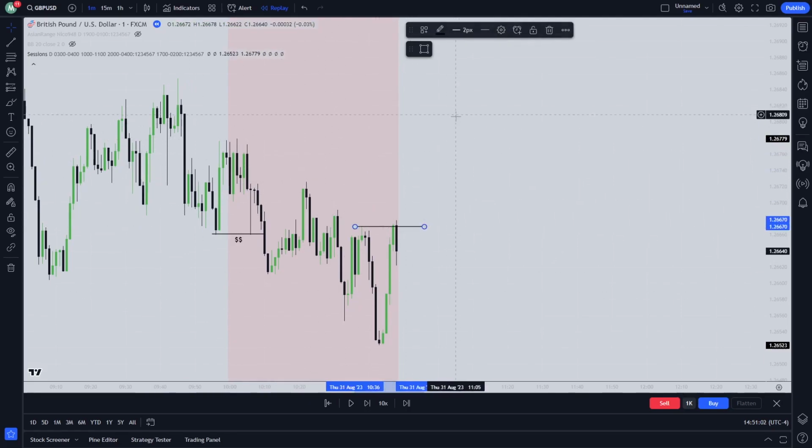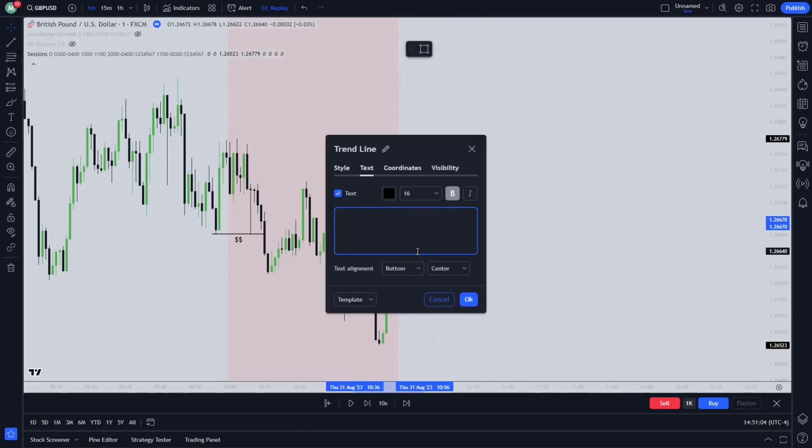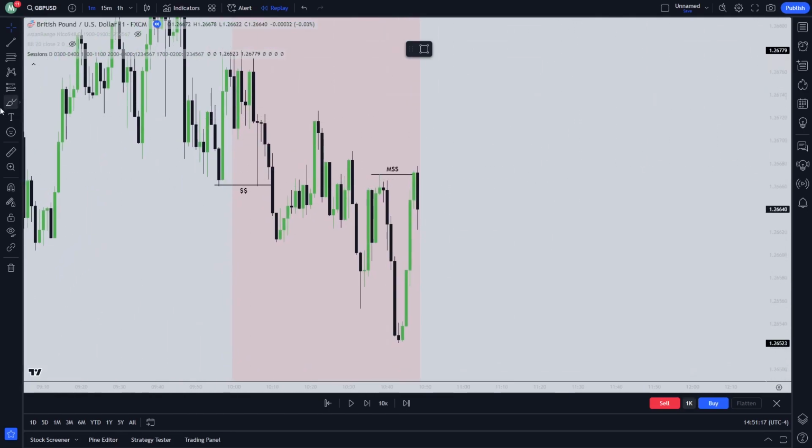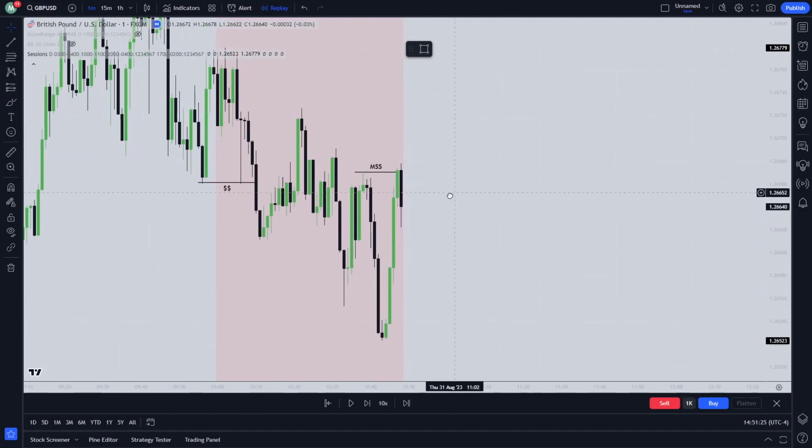Now, why is this a market structure shift? Well, it's a market structure shift simply because this candle closed above our wick or high right over here, making it a market structure shift. Not only is it a market structure shift, it also has a strong displacement right over here. As I said, displacement simply means a strong series of candles with high momentum, as you can see right over here. Now, what do you do from here?